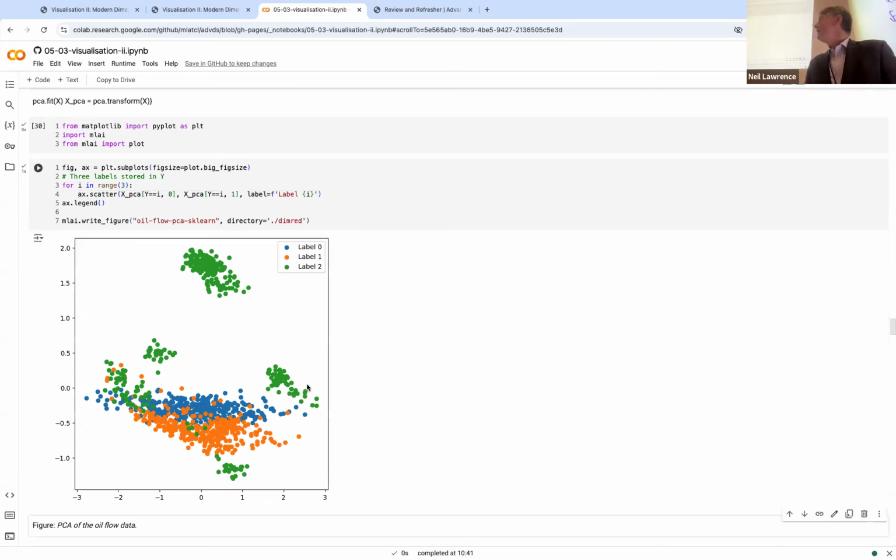You're looking at the direction of highest variance in the data, which is being determined by the fact that one of these clusters is a long way away from the other, right? So that's what's dominating that direction of high variance. And that's something that happens in PCA. If you do have outliers, they will dominate that first dimension.